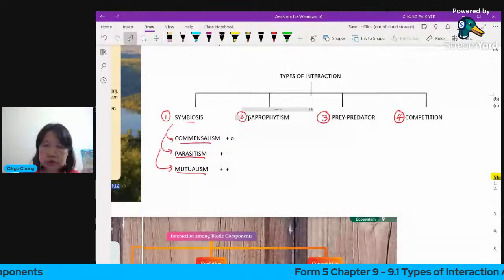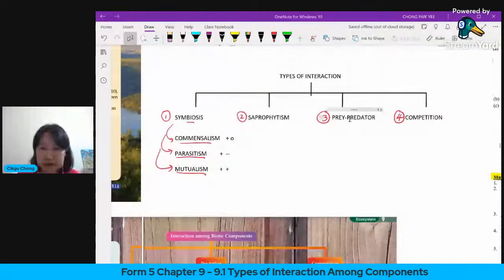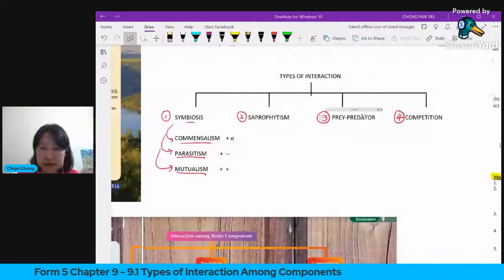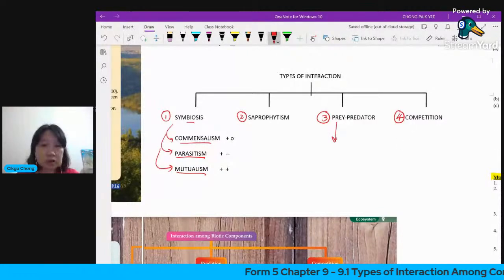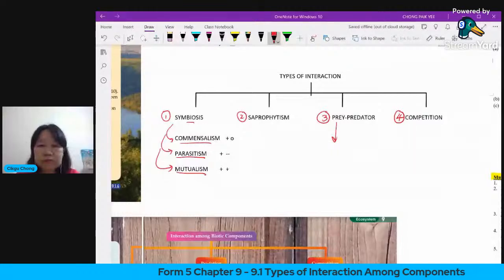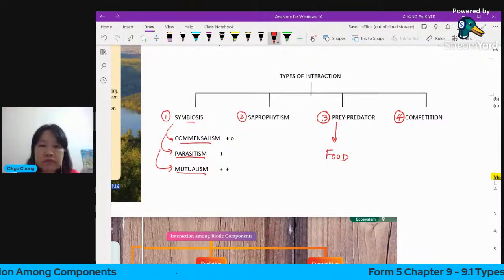Number 3 is prey predator. This is a very simple concept. One organism eats another organism. The prey is the smaller one. So how to remember? Some girls get confused about which is the prey and which is the predator. It's easy. Think of the word prey, which has 4 letters, P-R-E-Y. Then think of the word food. Food also has 4 letters, F-O-O-D. So the prey is the food.